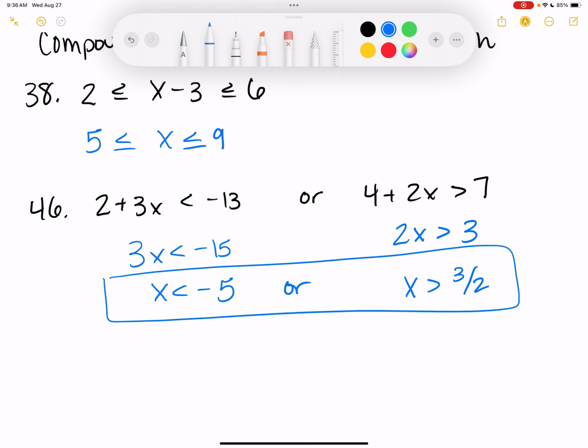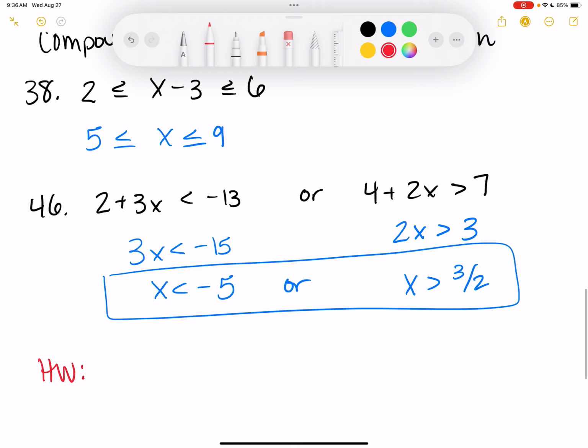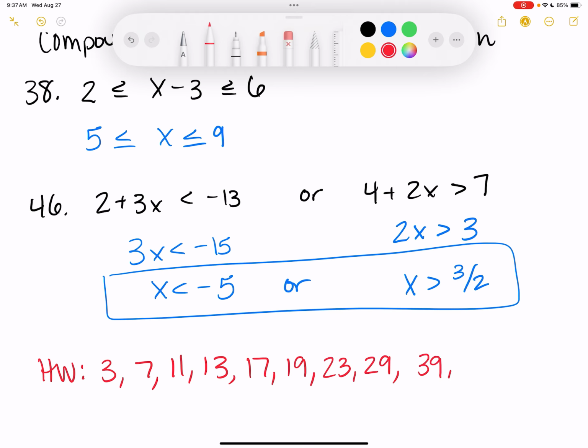All right, then the homework problems are 3, 7, 11, 13, 17, 19, 23, 29. And then on 39 and 45, these two are just solve. You don't need to graph those ones.